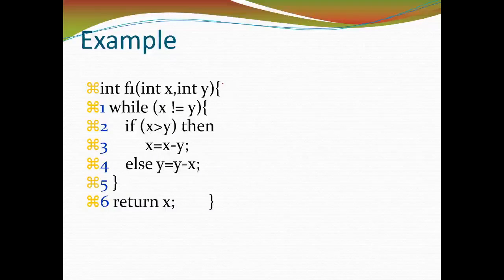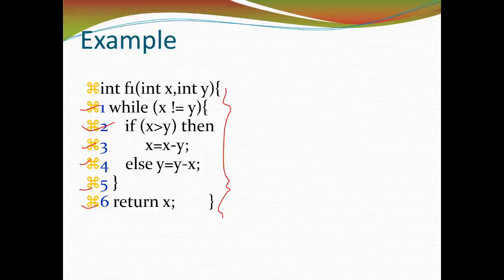Let us see another example. This is one particular code function that is given. Now we need to find out the cyclomatic complexity for this code. First of all you need to convert this code into a control flow graph, and we have taken here the statement numbers: statement 1, 2, 3, 4, 5 and 6. Now based on these statement numbers you need to draw the control flow graph.